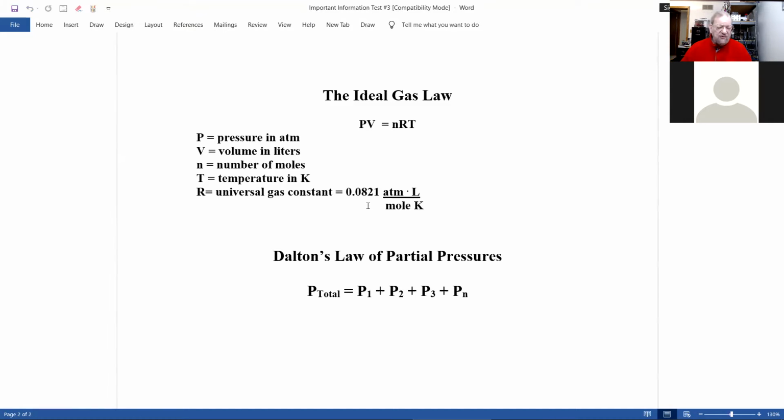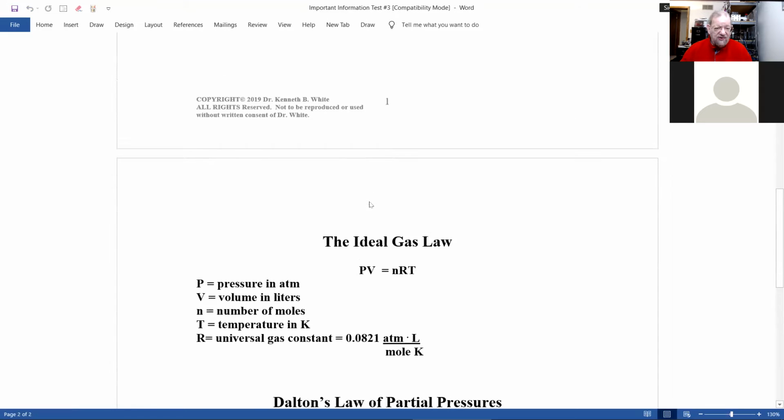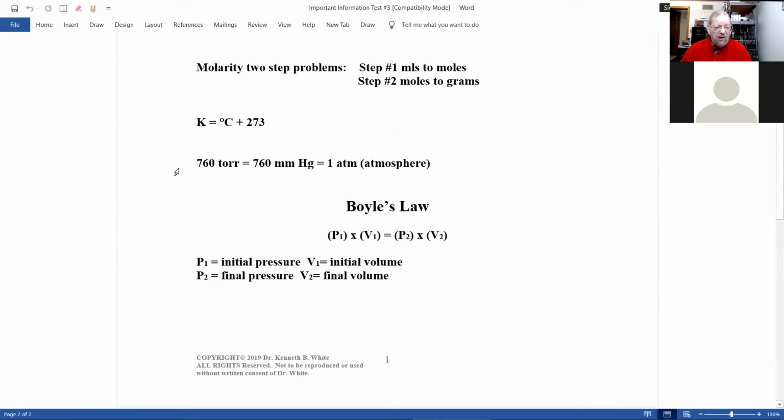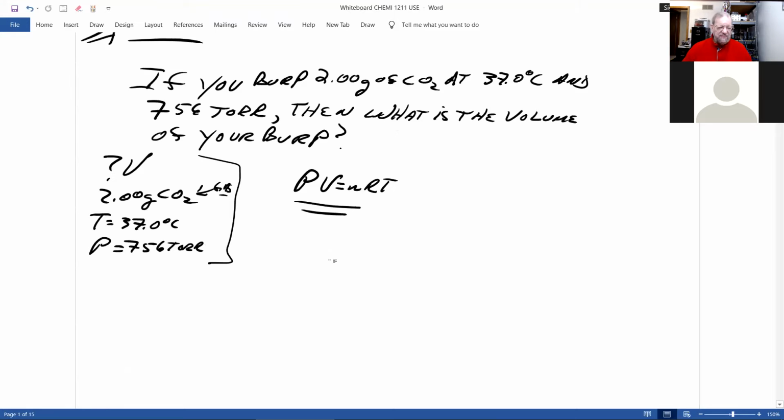Now, also in important information, 760 torr equal 1 atmosphere, also equals 760 millimeters of mercury. But 760 torr equal 1 atmosphere. And that's where I've been cutting down on what you have to learn.